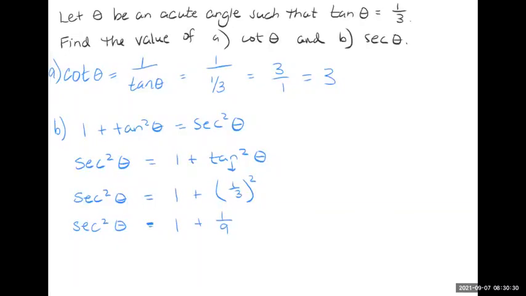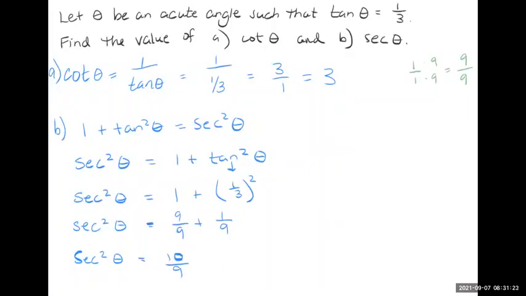If I want to add that to 1, then I need a common denominator. So how would I rewrite 1 with the denominator to match 9? If it's just 1, denominator is just 1. If I want it to be a 9, I can multiply by 9 from the top to the bottom. So it'd be 9 over 9. So that's still equal to 1. But if I write it as 9 over 9, I can add these together. So secant squared is equal to 10 over 9.